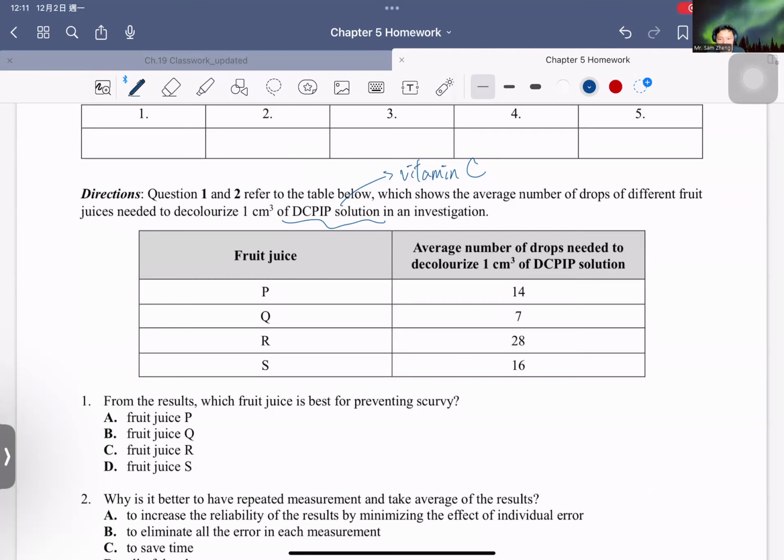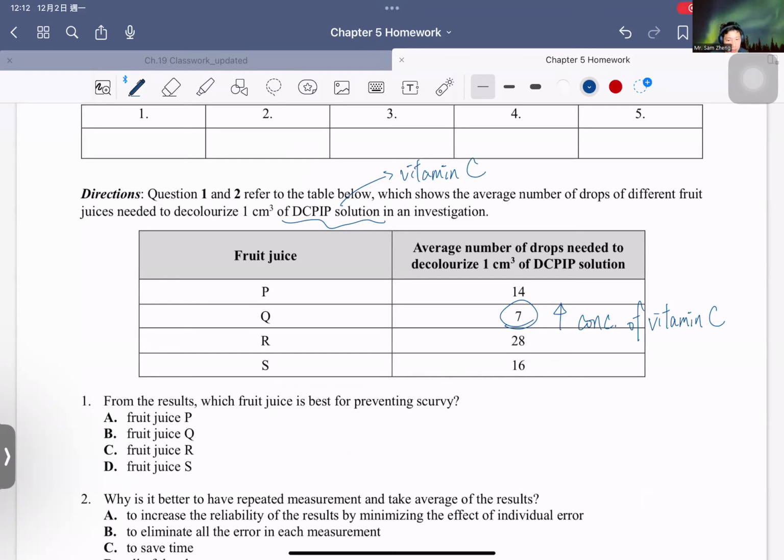But now, based on the number of drops that we needed to decolorize the 1 cm3 of DCPIP solution, we will notice that the least amount of drops needed to decolorize the DCPIP solution will have the highest concentration of vitamin C. Okay, so if it has the least amount, meaning the fewest drops needed to decolorize the DCPIP solution, then it has the higher concentration of vitamin C.